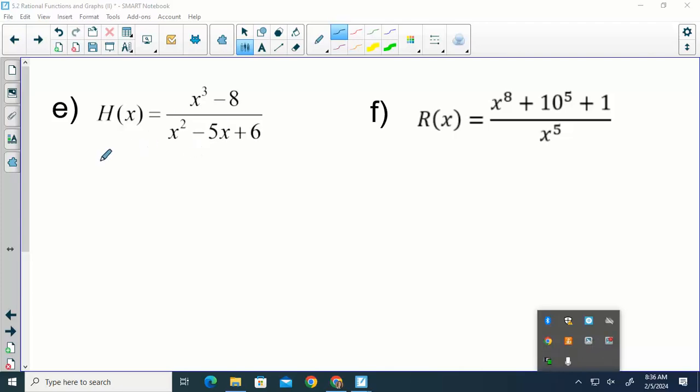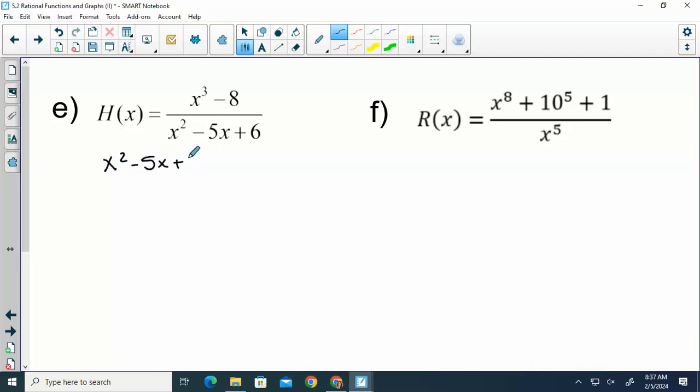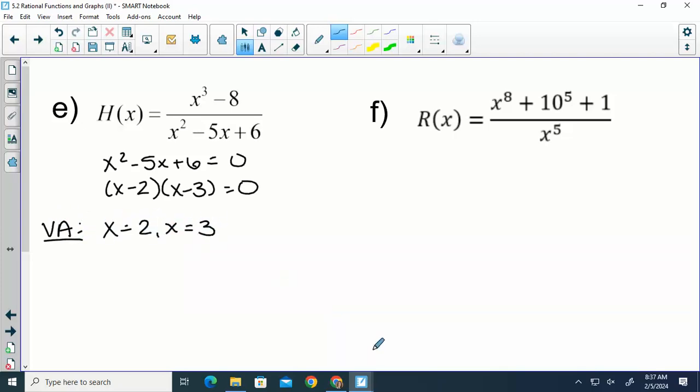So vertical, we set the denominator equal to 0. So that would factor into x minus 2, x minus 3. So we get 2 vertical asymptotes. X equals positive 2 and x equals positive 3. Everybody get those? All right, so now let's go back and look. What's the degree of the top? 3. And the bottom? So the top is 1 bigger. What kind of asymptote is that? Oblique.